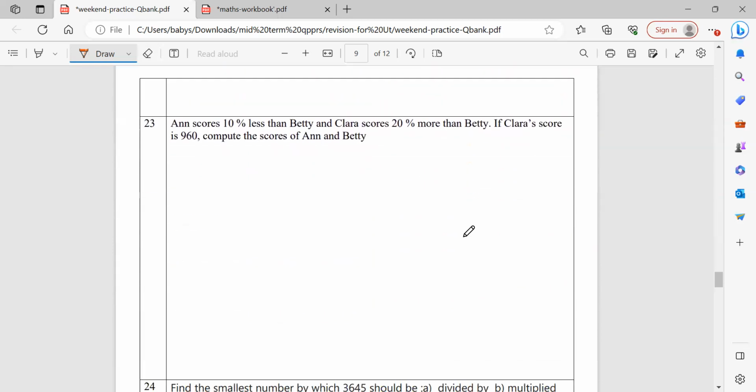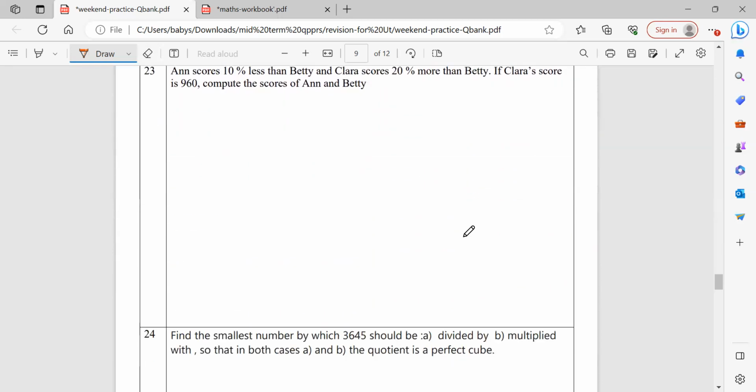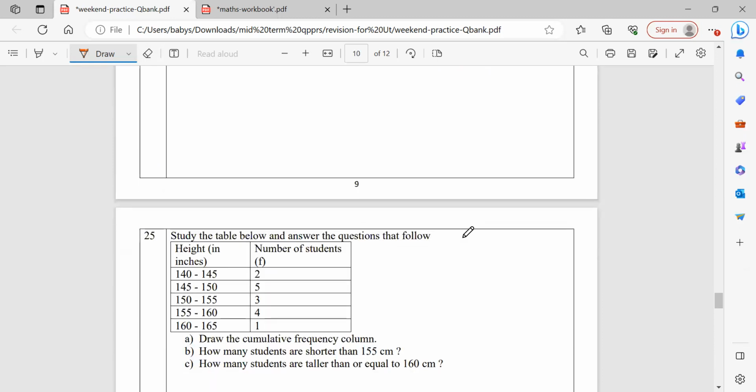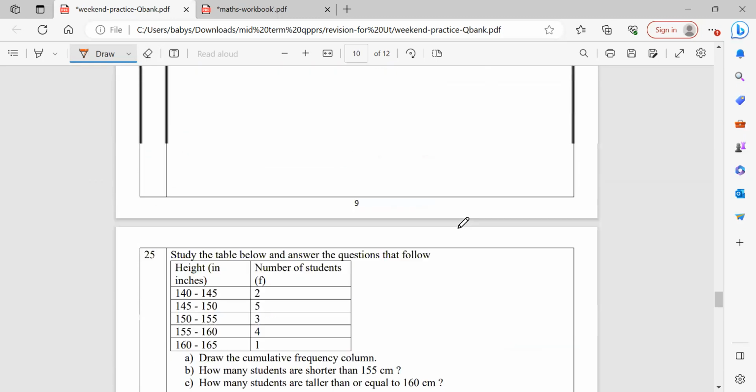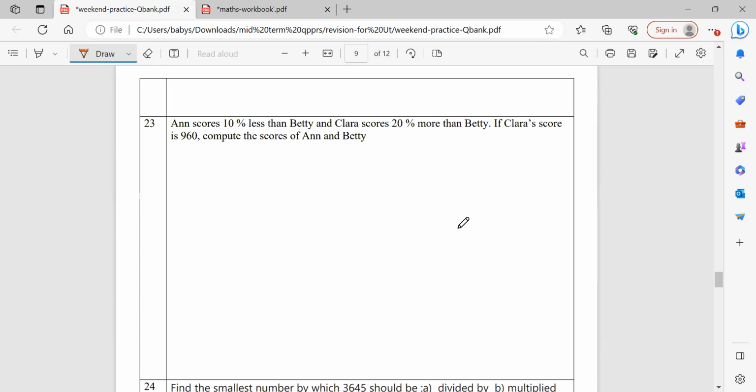Next is, okay, this is a sum on percentages. We have a few more. Okay, we will just do this and then I'll take over in the next session.